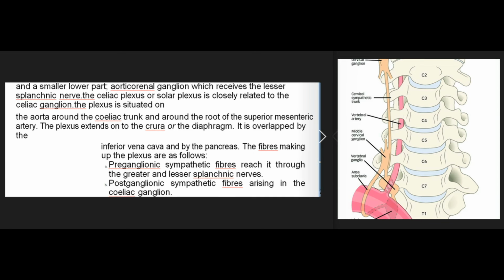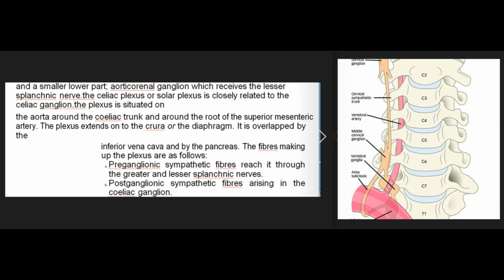The coeliac plexus or solar plexus is closely related to the coeliac ganglion. The plexus is situated on the aorta around the coeliac trunk and around the root of the superior mesenteric artery. The plexus extends onto the crura of the diaphragm. It is overlapped by the inferior vena cava and by the pancreas. The fibers making up the plexus are as follows.